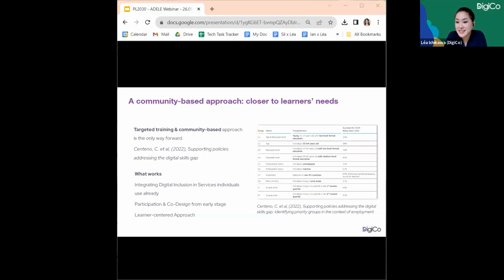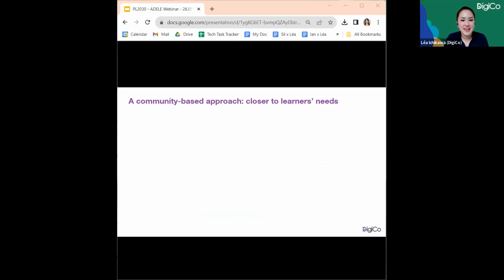And then last but not least, a learner-centered approach. That can also mean a lot of things. I'm going to show this in just a moment, but it means really making sure that you're closest to the characteristics of your learner, whether it is the level of literacy, level of language, or the devices that they already have. That is also very important. So if you have those three ingredients, we believe that you can make a nice cake of digital skills training.